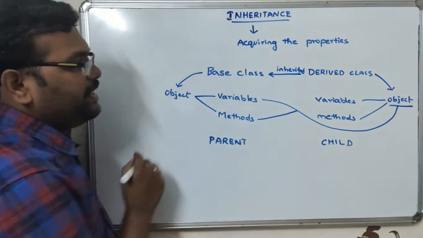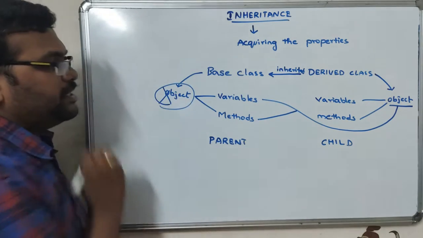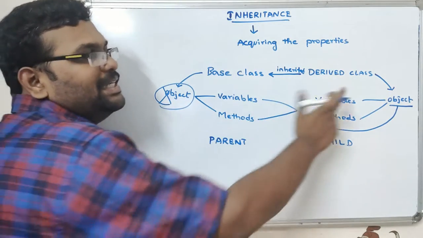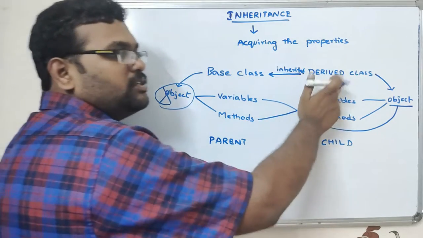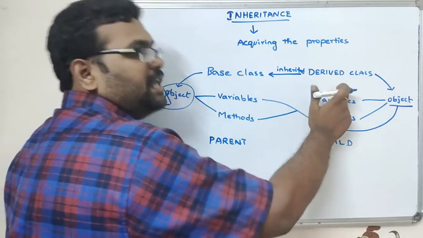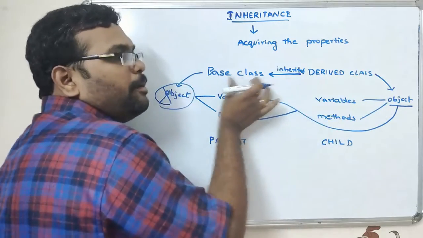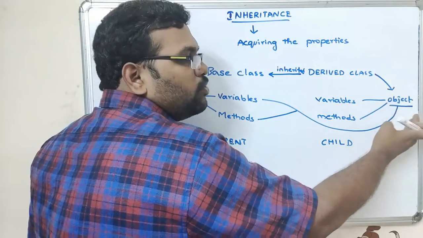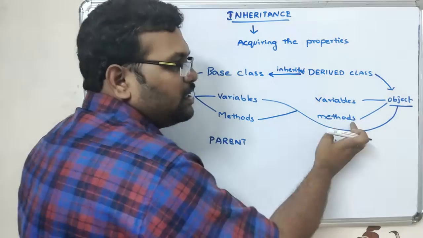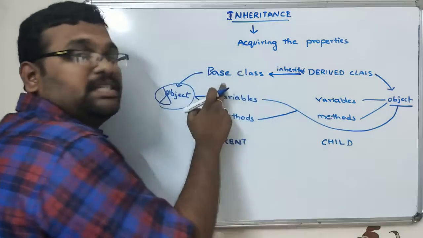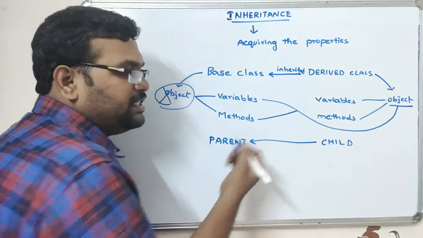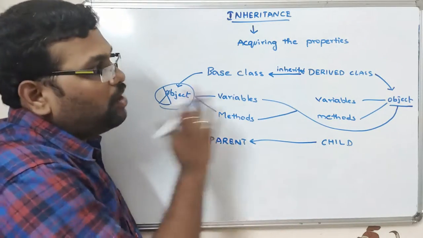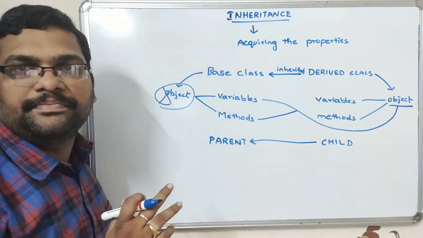If it is inherited, we need not create an object for these variables and methods, because this class is inherited from the base class, so it acquires the properties of the base class. That means if we create an object for this derived class, through this object we can access the variables and methods of both the derived class as well as the base class. So simply the parent and child relationship. The child can acquire the properties of the parent. So this is all about the inheritance concept.